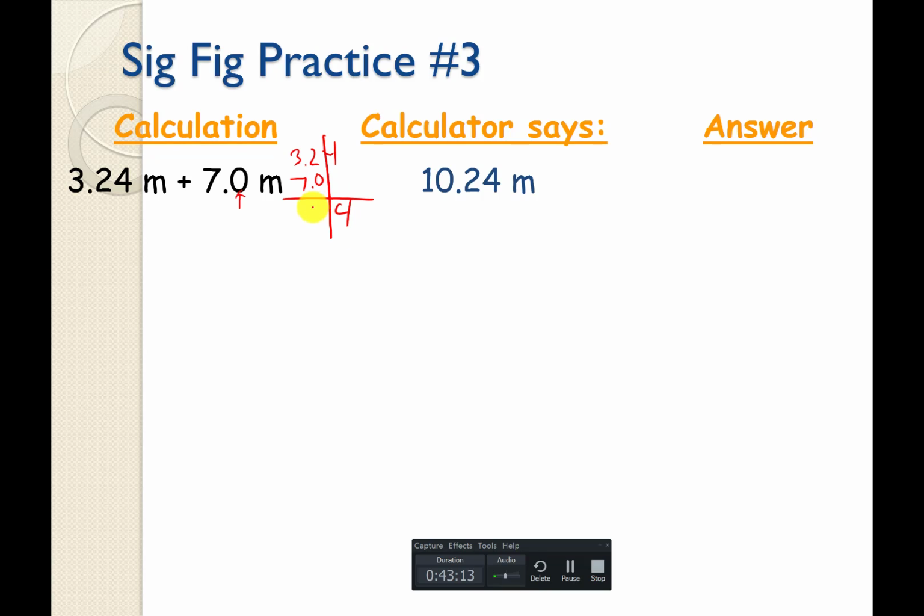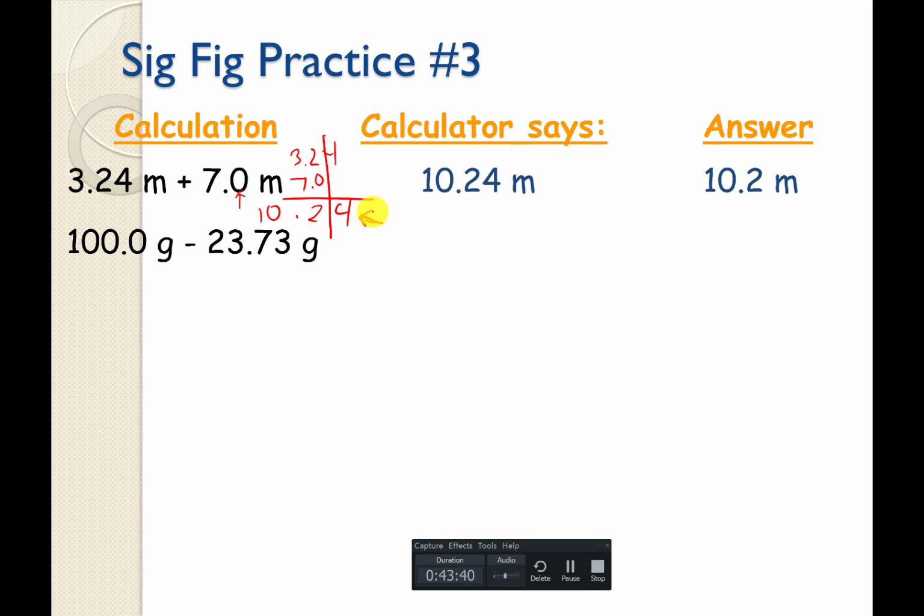I've got a 4, a 2, and then a 10. 10.24. The 4 is not significant. It lies to the right-hand side of my line. Therefore, our answer will stay 10.2. And of course, this non-significant one is used for rounding purposes, but it is less than 5. So we leave the significant figures as they are.